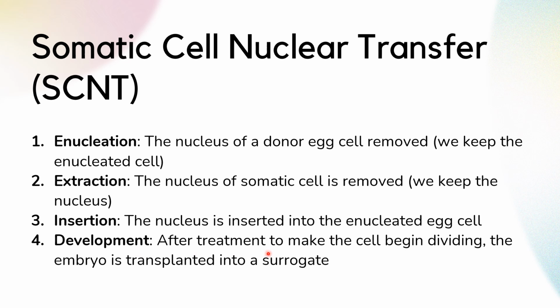So after some treatment to make the cell begin dividing, that embryo is then transplanted into a surrogate, which then will develop the embryo. So a surrogate is an animal that has a fertilized egg put into its uterus to then develop that embryo into an offspring and give birth to that offspring. So the surrogate is not the biological parent. It is just developing that offspring in its uterus.